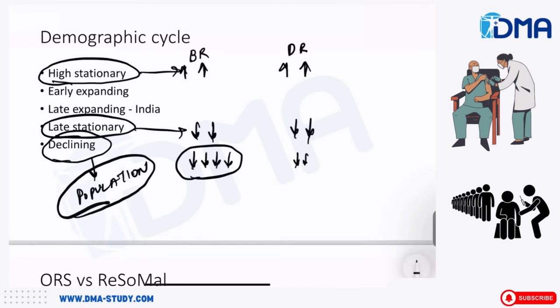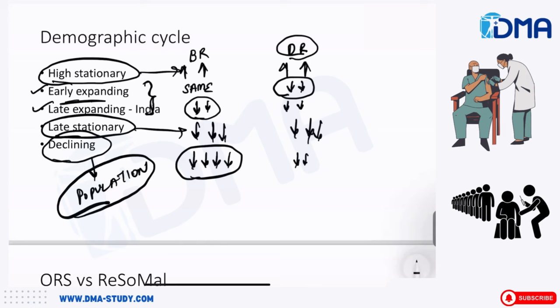Fine. So we are concerned about these two things. You will get questions in these two stages. In early expanding stage, the birth rate remains the same, but the death rate starts decreasing. So what is the first point you have to remember? In early expanding, the death rate starts decreasing. In late expanding, even the birth rate will start decreasing. Two things you have to remember: in early expanding, the death rate will decrease; in late expanding, the birth rate also will decrease. And currently, India is in late expanding, stage 3 of the demographic cycle.